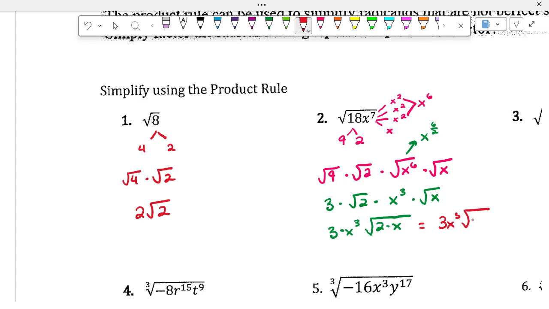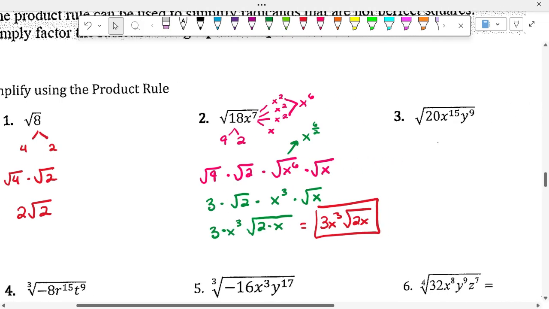Square root of what? There you go. Now again, guys, I'm writing out all the steps. You don't necessarily have to write out all the steps. All right? But until you get good at it, I highly recommend it. All right, let's try another one.